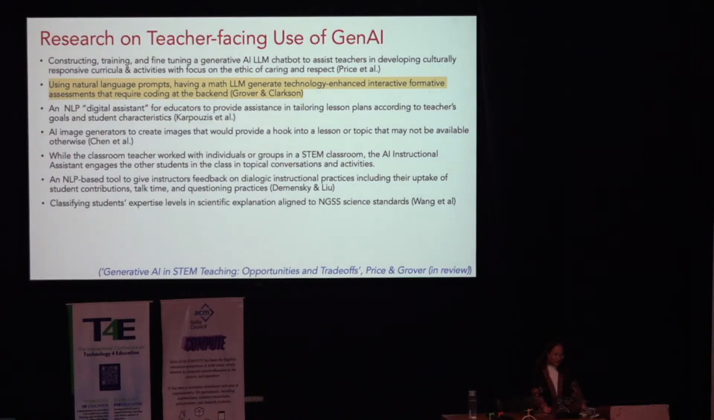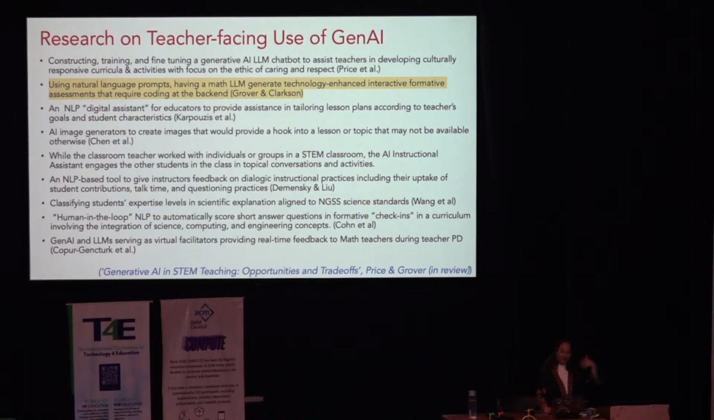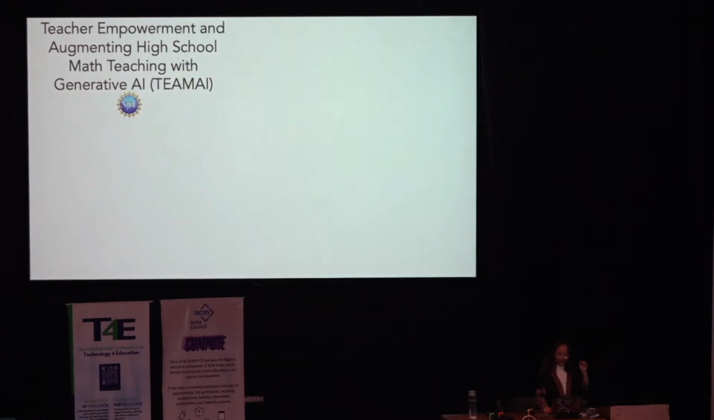Classifying students' expertise levels in scientific explanations, human-in-the-loop NLP to automatically score short answer questions, informative check-ins, generative AI and LLMs as virtual facilitators providing real-time feedback to math teachers during teacher PD. So this is just sort of a taste for things to come. These are research projects, but perhaps there'll be EdTech projects soon that will be doing these kinds of things. A little bit about my own project.